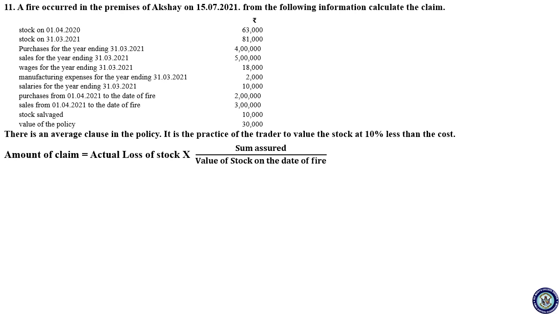So you have to find out what is the value of the policy that I can claim if my actual loss is 40,000. My closing stock is 50,000 and the sum assured is 30,000. If my actual loss is 40,000, then what amount can I claim? It comes to 24,000. So if my closing stock is 50,000, I can claim 30,000 because that is the policy amount. If my value of loss is 40,000, then I can claim up to 24,000.